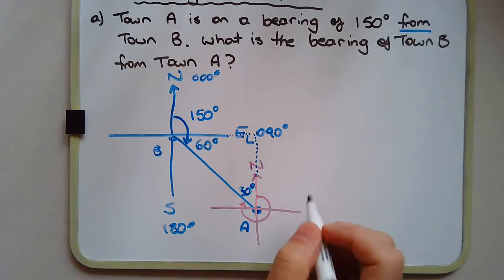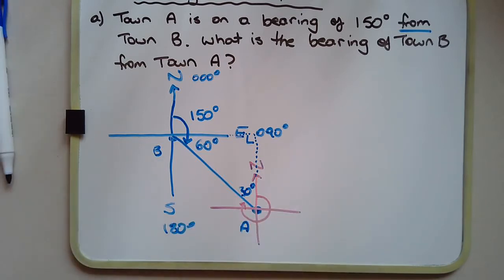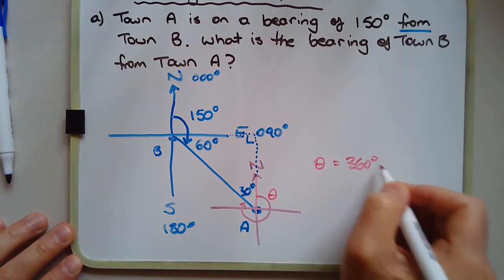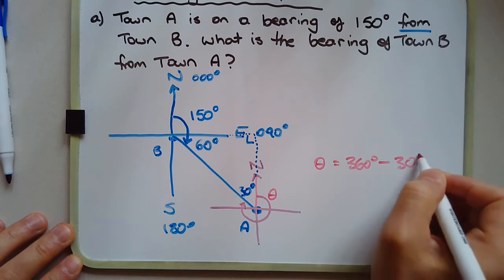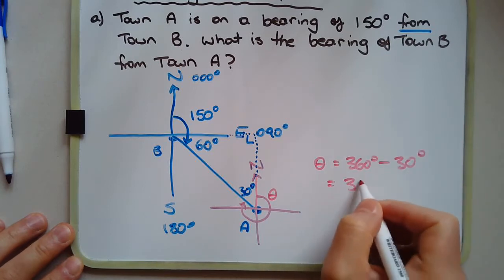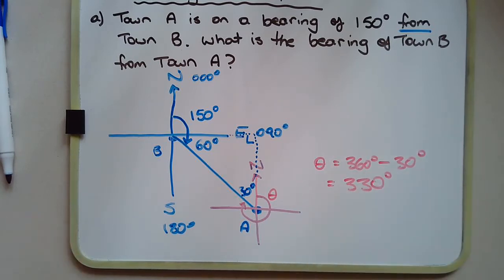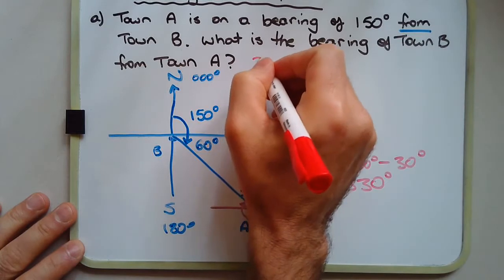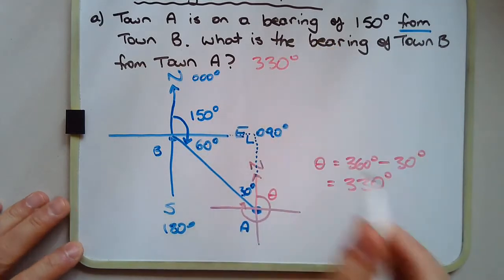So the bearing then of B from A, this red arc here, let's call that theta. Theta is going to equal 360 degrees minus 30 degrees, and that's equal to 330. Now, something interesting to note. So therefore, the bearing of town B from town A is 330 degrees.